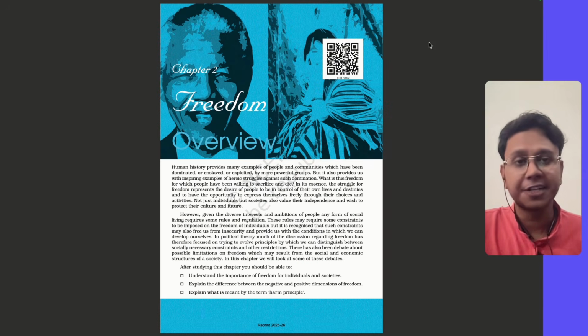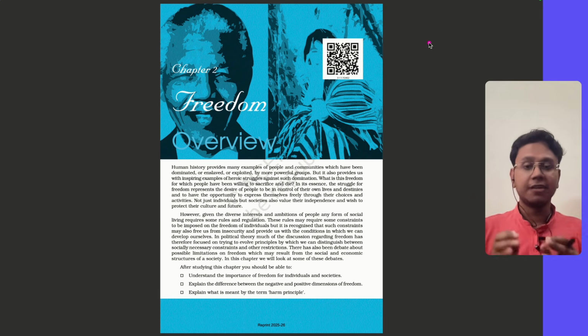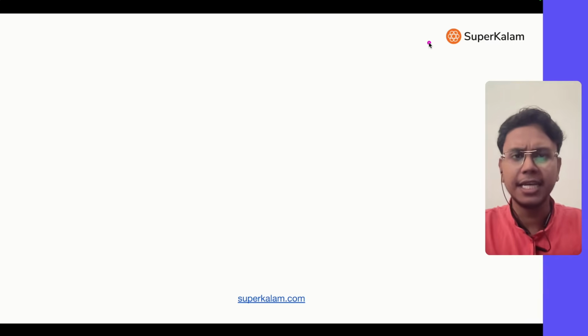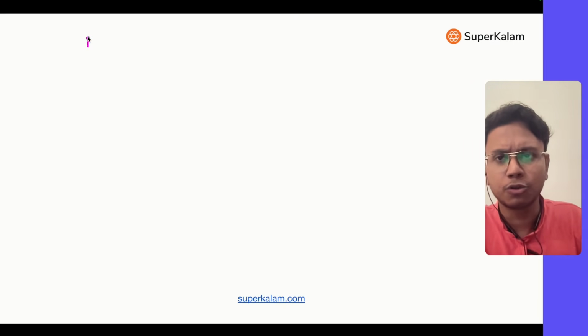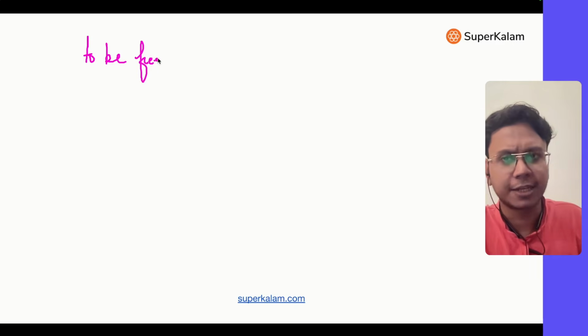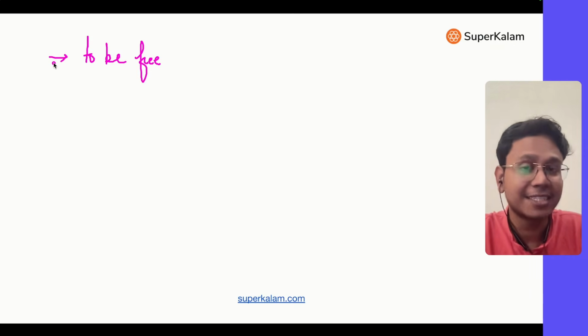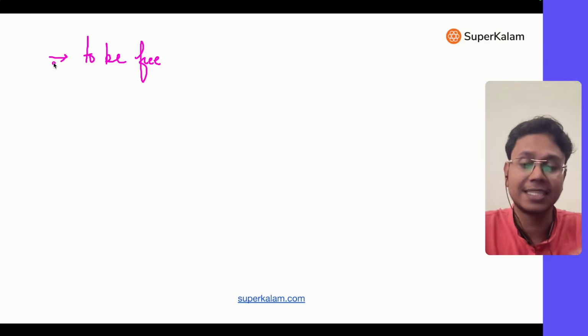The first set of concepts with which this NCERT starts is the political theory of freedom. Freedom we will study in detail now. If we study in very layman terms, what is freedom? Freedom means to be free to do anything. But its meaning is not that simple. First, its meaning has evolved. Different experts give different meanings. There are different dimensions of freedom, which we will see through the NCERT itself.